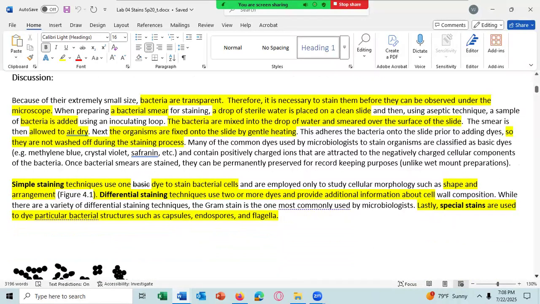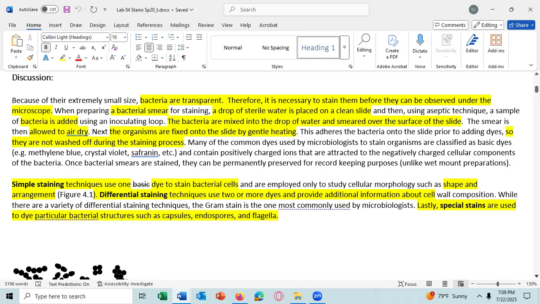Bacteria are essentially transparent. Therefore, it's necessary to stain them before they can be observed under the microscope. When you stain a cell, you need to make a bacterial smear before beginning the staining procedure. To make a bacterial smear, you just put a drop of sterile water on a clean slide, and then add the bacteria to it. Usually add only a little bit of bacteria and then mix it around, spreading it over the slide.